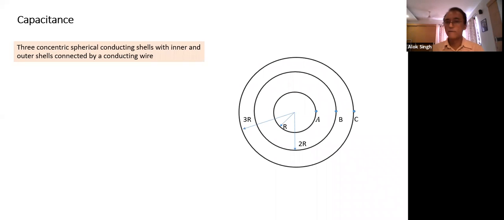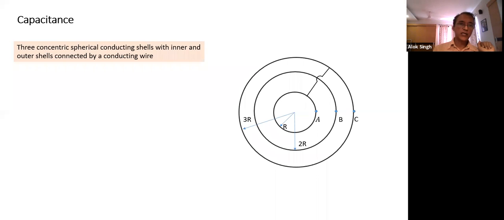How many shells are there? 3 shells, 3 conductors. Do 3 shells form a capacitor? No. Our discussion so far had been we need 2 conductors to form a capacitor. Even one conductor I can treat as a capacitor by treating the earth as a second conductor. But 3 shells do not form a capacitor. But if I connect one shell to the other, are there 2 conductors or 3 conductors? The moment I connect A and C with a conducting wire, it becomes like one conductor. There are only 2 conductors now.